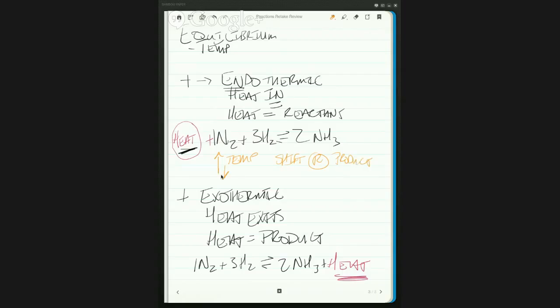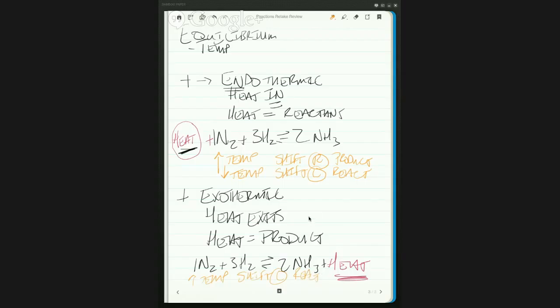Okay. If you decrease temp on an endothermic, it's going to shift left to the reactant side. Okay. On an exothermic, if you increase temp, it's going to shift left, which is to the reactant side.